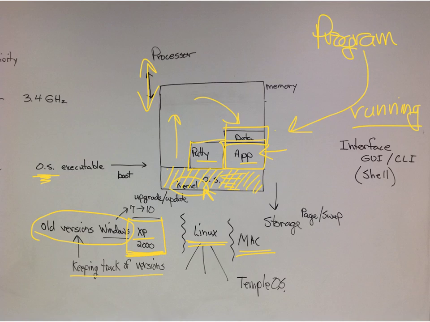So we take things from memory, put them out in storage, bring them from storage back into memory. And what keeps track of all that? The operating system. We have a variety of user interfaces. The two major things we look at is a GUI, a graphical interface, or a command line interface. Command line interface, we have some type of shell that we communicate with, and then it communicates with the OS.